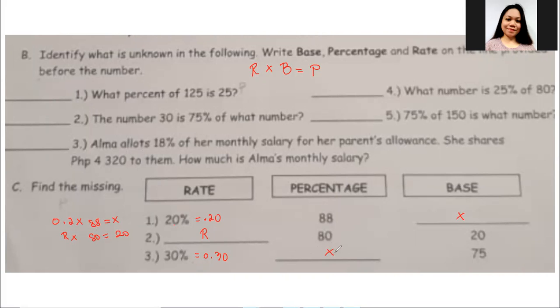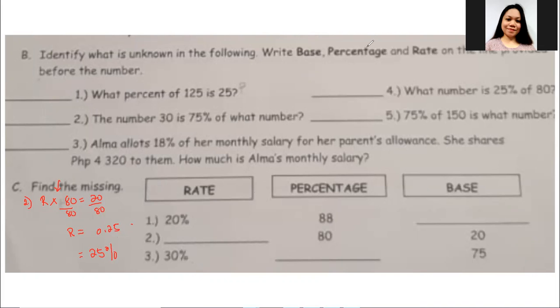Okay, I'm gonna work on number two. So for number two, you have r times 80 equals 20. So you divide this by 80 because that's the opposite of this multiplication right there. So r is equal to 0.25. So that's the rate, but you want it in percent form. So therefore you multiply that by 100. So that would be equal to 25%.